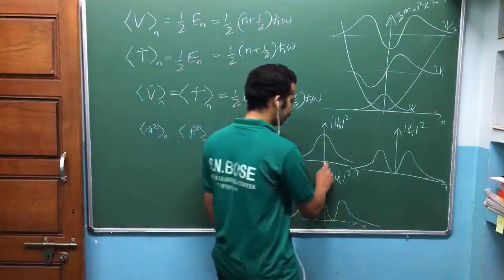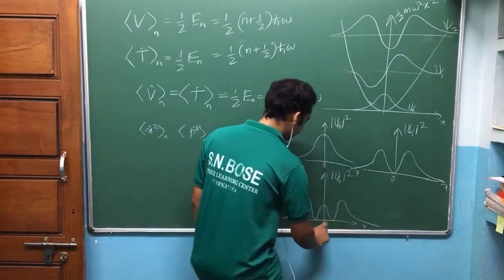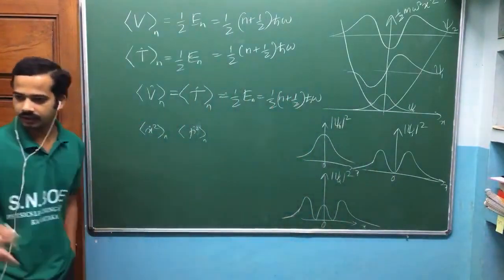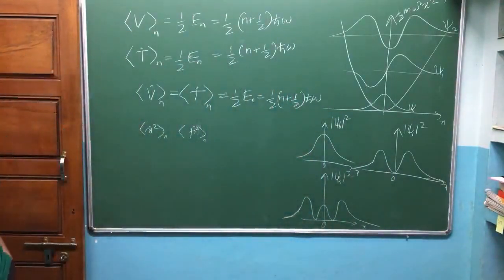These are symmetric about x equal to 0, isn't it? What is the expectation value of x? If you take identically prepared systems and do a measurement on millions of those systems, what would you get? Expectation value.